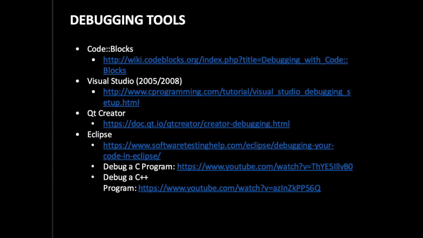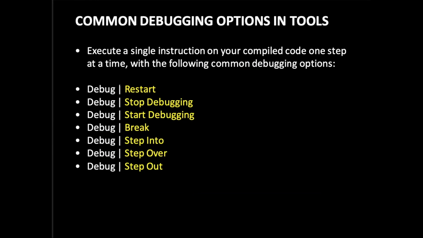So some of the debugging tools, as I alluded to earlier, depend on your IDE. There's Code::Blocks, there's Visual Studio, there's Qt Creator, Eclipse. You can actually go through some of those YouTube videos. They're still pretty current, in my opinion. You can see how these debugging tools are used. So I won't get into the details of it, but just to illustrate some of the functions that you will see inside a typical debugging tool.